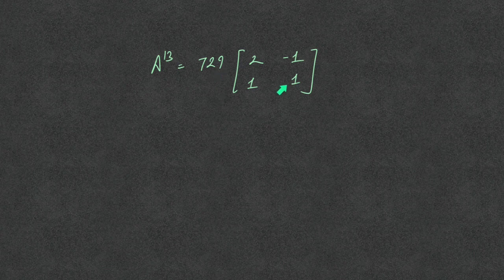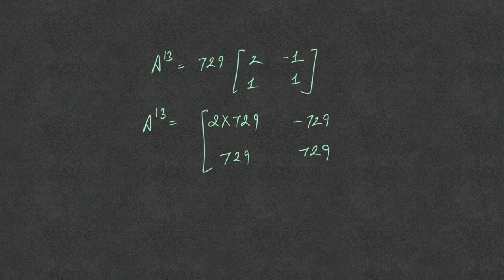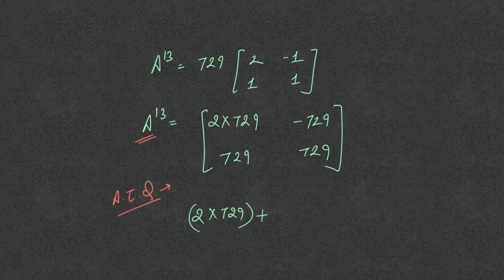Therefore, A to the power 13 is equal to, now 729 will multiply inside the matrix, 2 into 729, minus 729, 729, 729. Since it is given that the sum of diagonal elements of this matrix is 3 raised to power n, according to the question, 2 into 729 plus 729 is equal to 3 raised to power n.